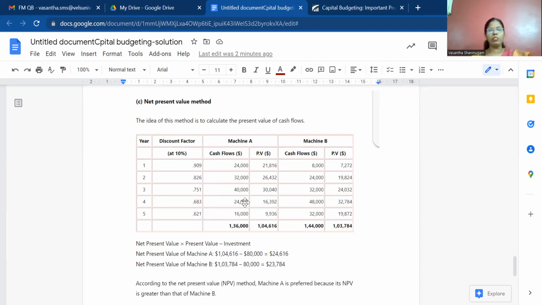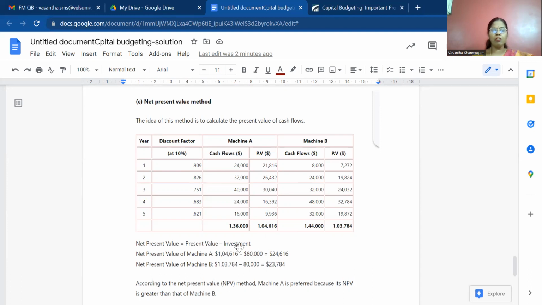The cash inflows for Mission A are given as 24,000, 32,000, 40,000, 24,000, 16,000. Altogether, 1,36,000. But we should not consider 1,36,000, because we want to find the true, real value of the money. We are incorporating the time value of money, so we apply the discounting principle. You multiply each cash inflow by its discount factor. When you discount the cash inflows, you get a present value of 1,04,660.